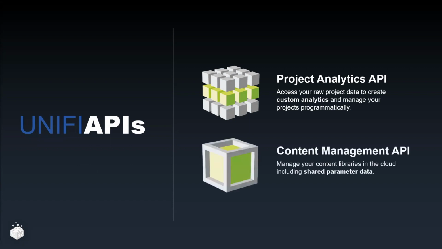And today, what we're going to talk about is the Content Management API, which we just launched this month. And it lets you review the content of your libraries in the cloud, and even lets you modify Revit family parameters, again, in the cloud programmatically.